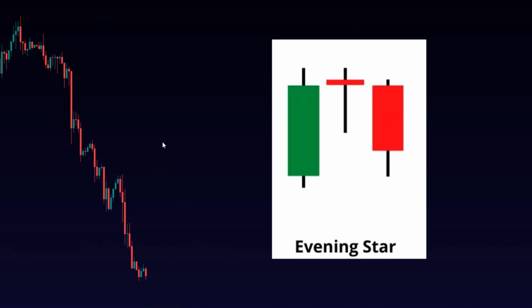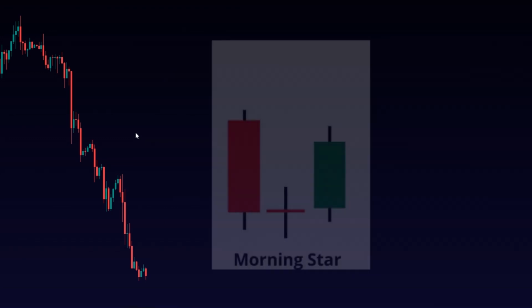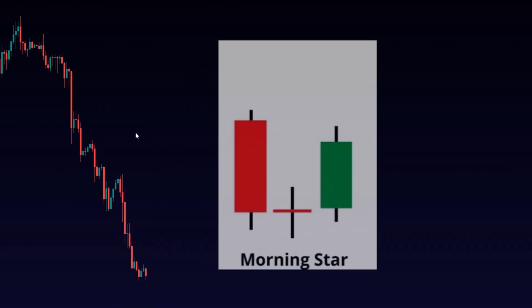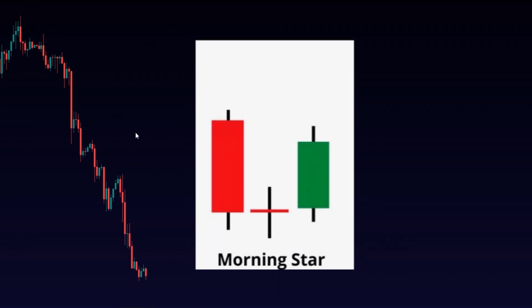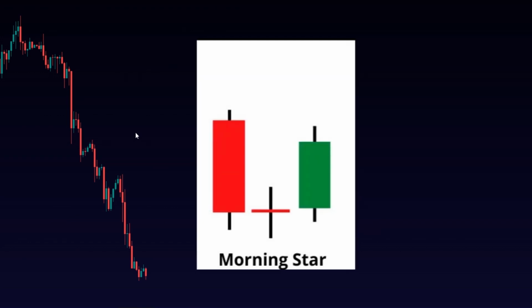Therefore, in such a situation, it is advisable to enter a sell position and stay with it as the downtrend continues. Morning star candlestick pattern. The morning star candlestick pattern forms at the end of a downtrend and indicates the beginning of an uptrend.